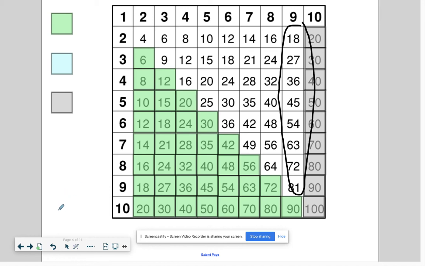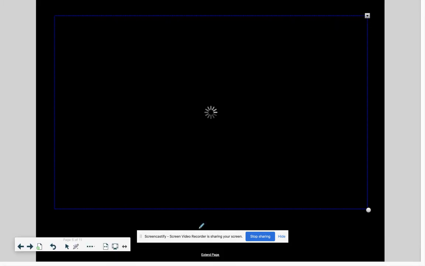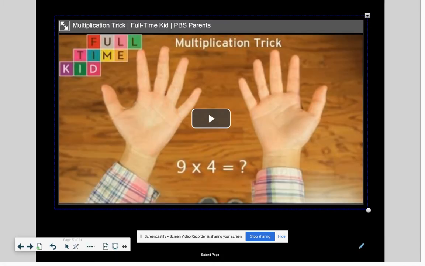Well, I'm going to show you a little video, and the video explains how to do it. It's really cool. If you haven't seen it before, if you don't know how to do the 9 times tables trick with your fingers, this is going to show you how to do it. And it makes it really easy. So here's the video. And hopefully the sound works.